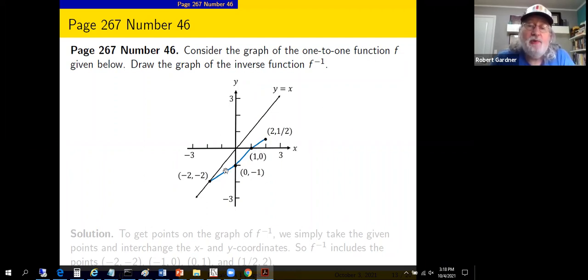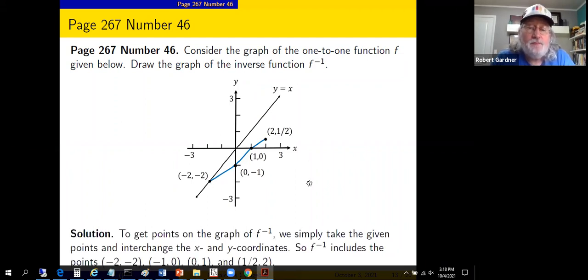Okay, they kindly label some points for us. Drew the line y equals x. To get the points on the graph of f inverse, we simply take the given points and interchange the x coordinates and the y coordinates. So the inverse function will contain the points -2, -2, interchanging these.